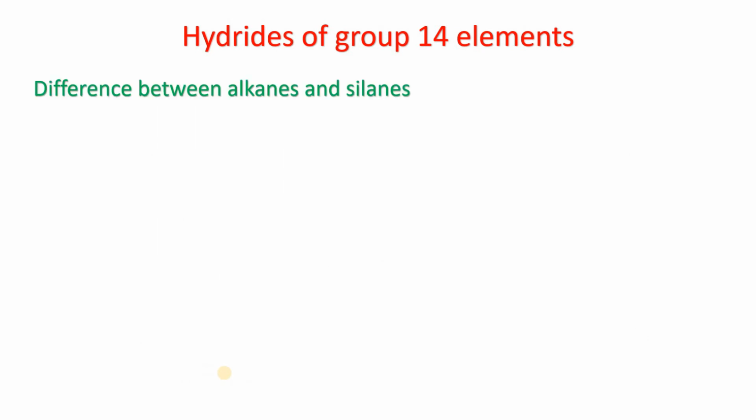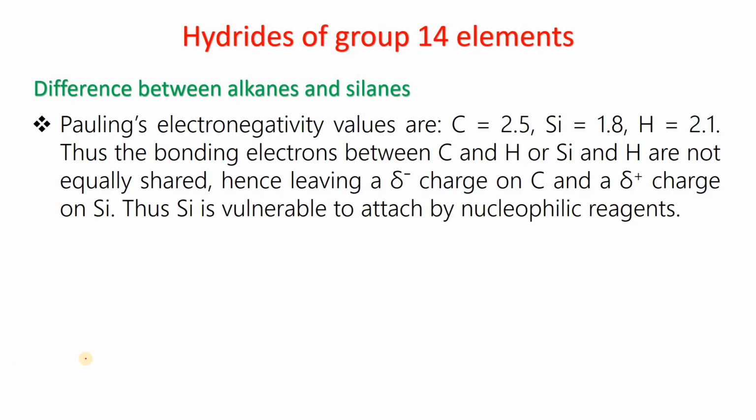Then what are the differences between alkane and silane? If you look at the electronegativity value on the Pauling scale, carbon has an electronegativity of 2.5, hydrogen has 2.1, and silicon has even less electronegativity than hydrogen, that is 1.8. Thus the bonding electrons between carbon and hydrogen or silicon and hydrogen are not equally shared. The electronegative atom will pull the electrons towards itself and we get a situation like this.